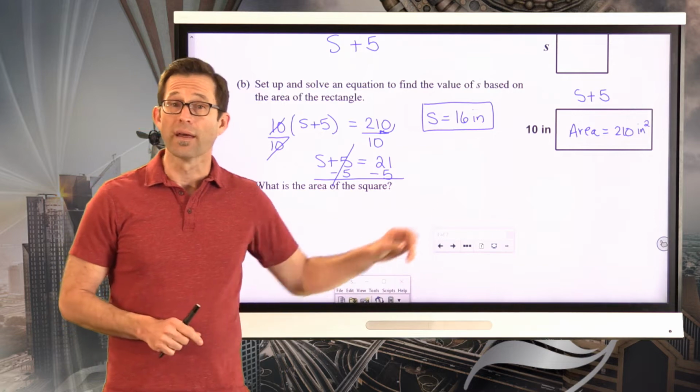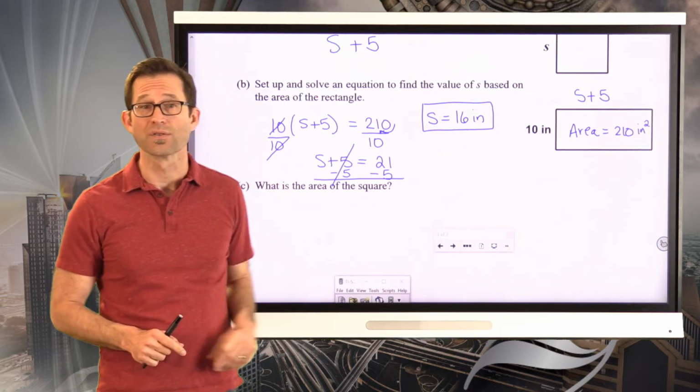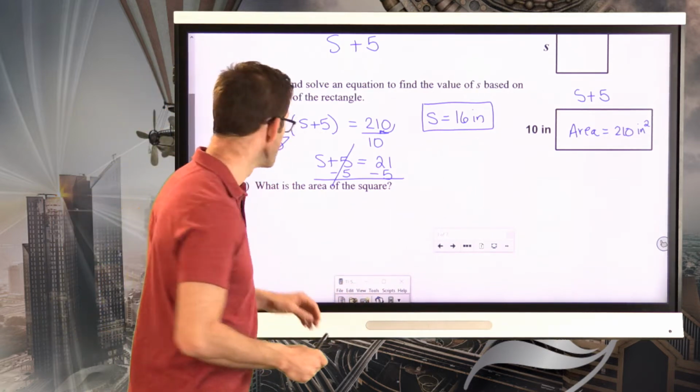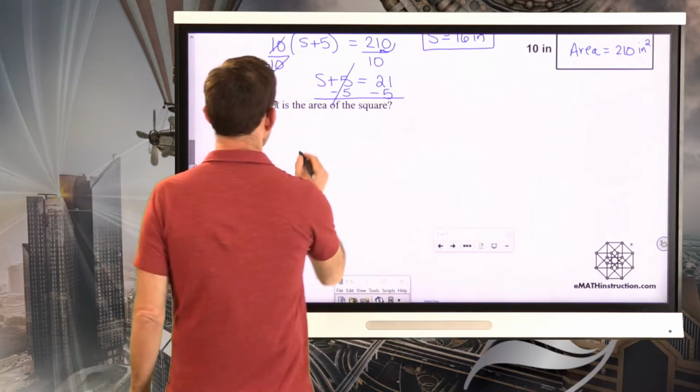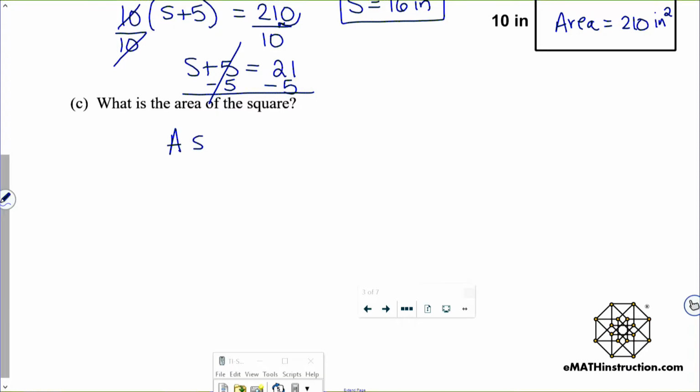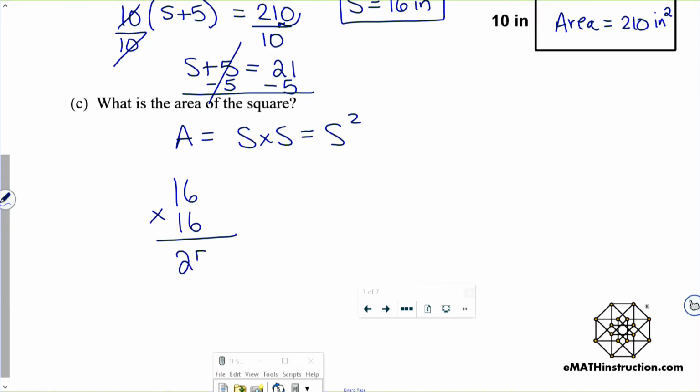Well, the side length on the square is 16 inches, right? It's 16 inches by 16 inches. The area of a square is going to be its side length times side length, or side length squared. That's going to be 16 times 16, which you can do on your calculator or you can do it longhand.